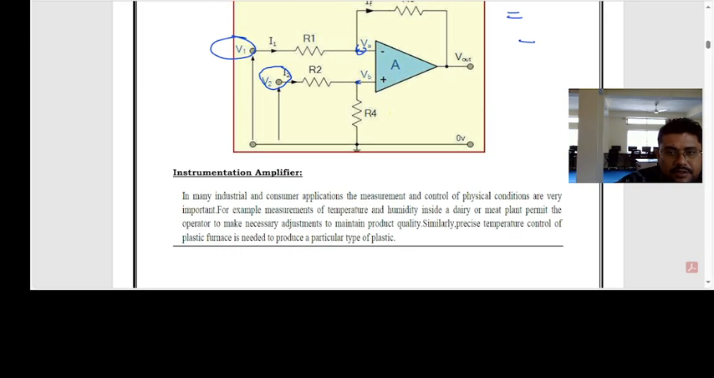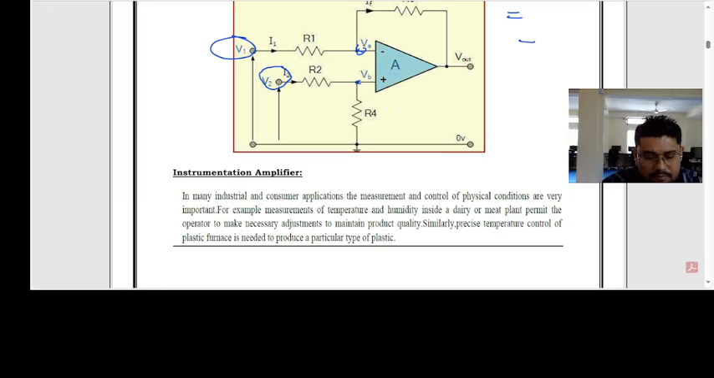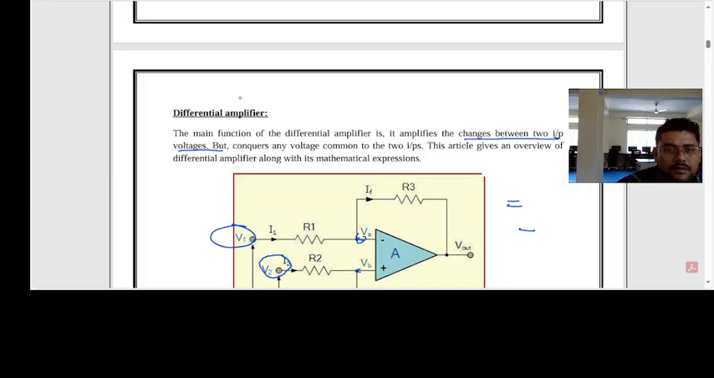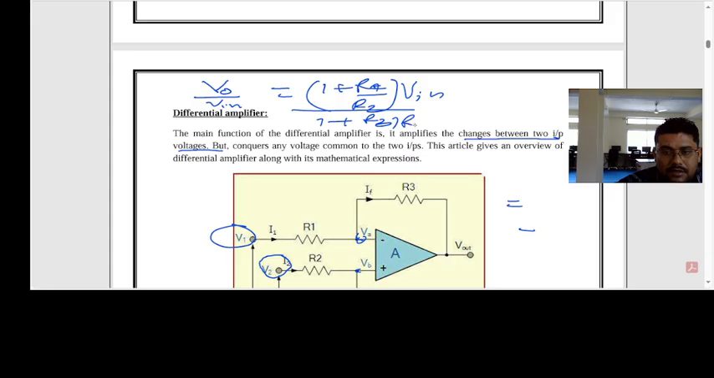So we can write the output of this circuit like this: output equal to 1 plus R4 via R2 into Vin divided by 1 plus R3 via R2, minus R3 by R2 into Vin. This is the direct way we can write the output of this differential amplifier.